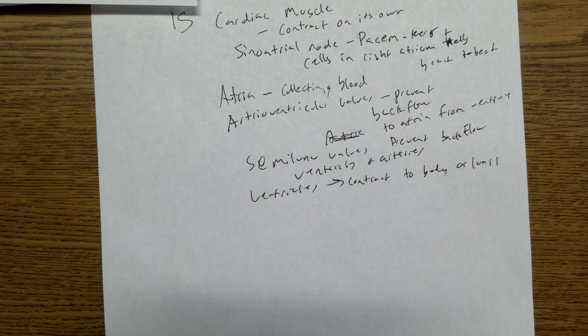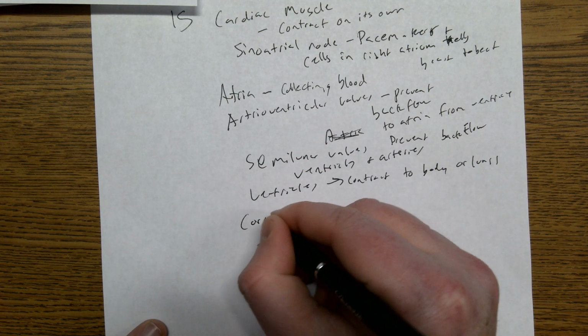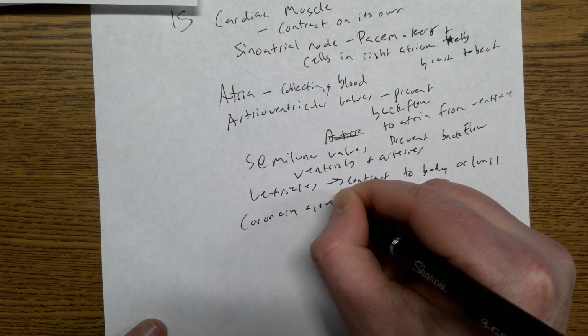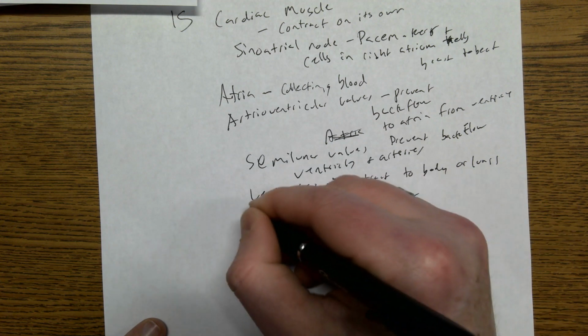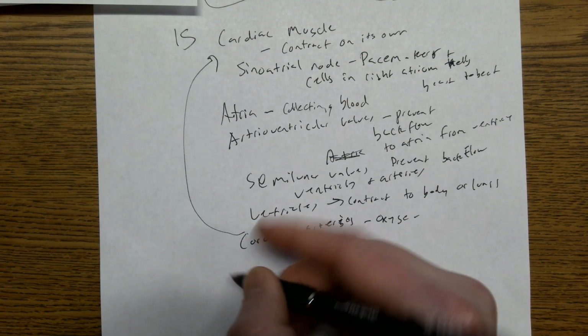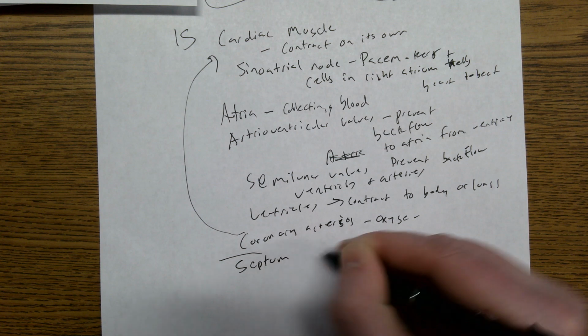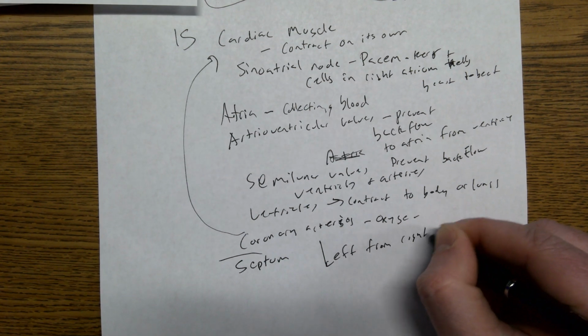Okay, got that. Oh, two things. We already talked about one of them. The coronary arteries supply oxygen to the cardiac muscle. And then the septum separates the left from the right side of the heart. So it is the divider between the two. So now, those are the parts of the heart.